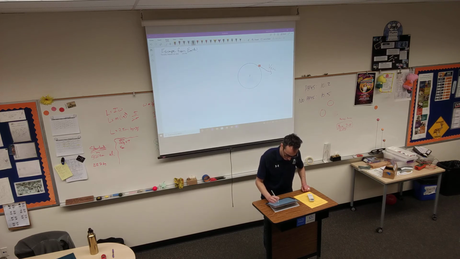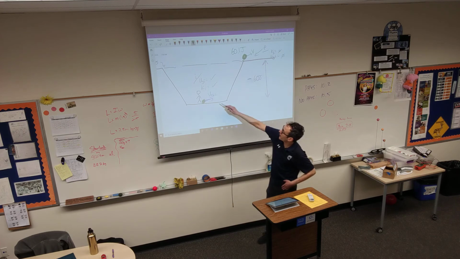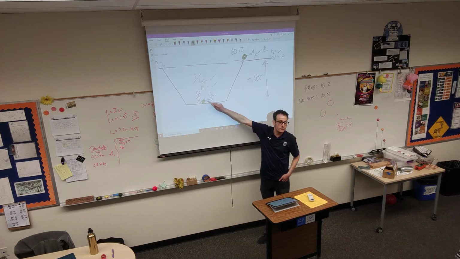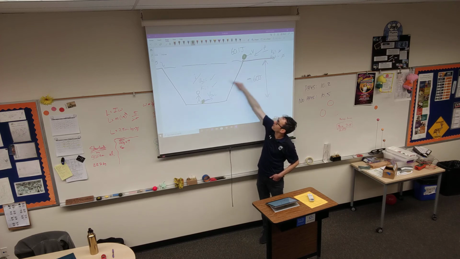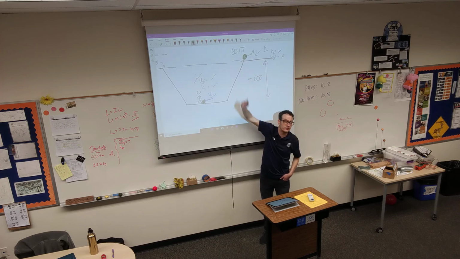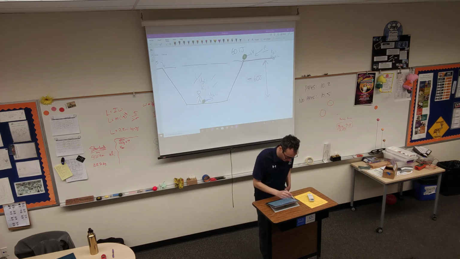So again, the Earth has a radius r. And just like with this situation, to escape this, we'll call it a gravitational well, how much energy do you need?